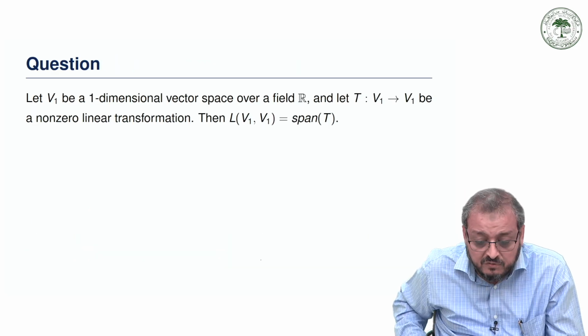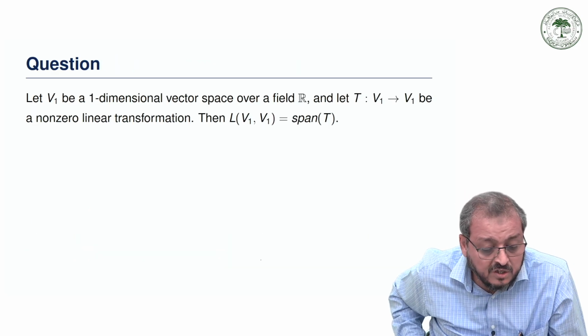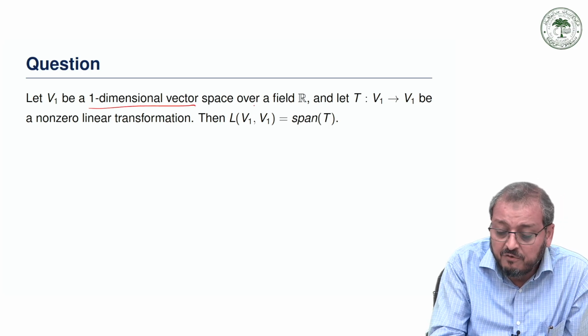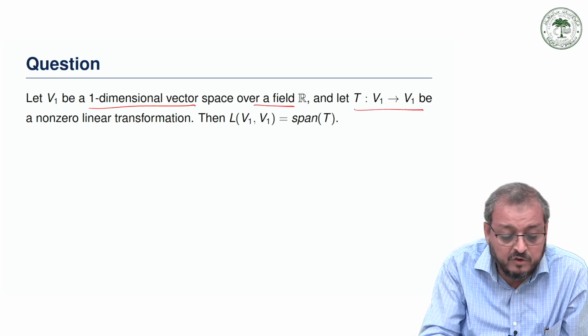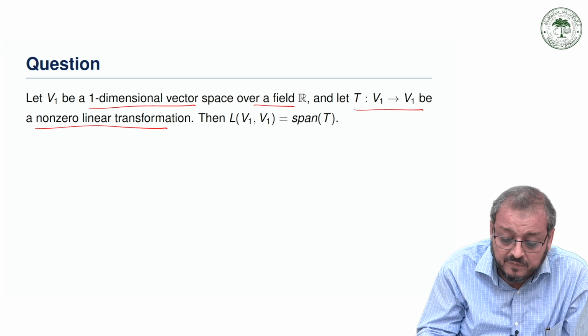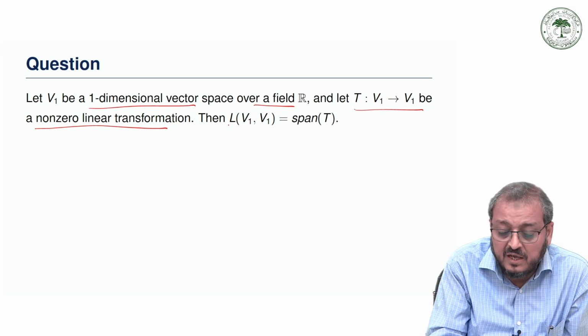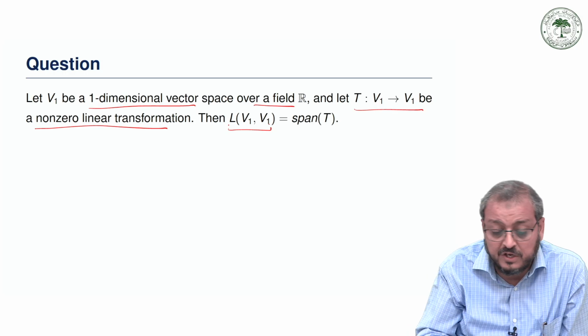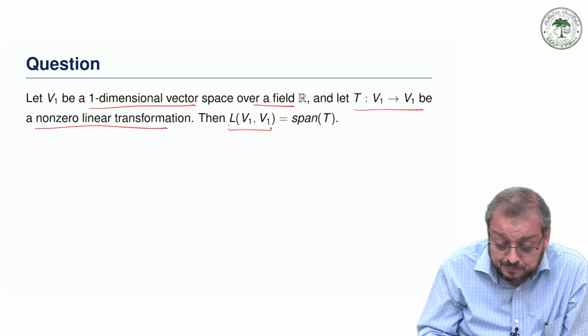Okay, one more question we try. Let V1 be a one dimensional vector space over the field of reals and T from V1 to V2 be a non-zero linear transformation, and then we can show that the linear span of L of V1, V2 is equal to the span of T.